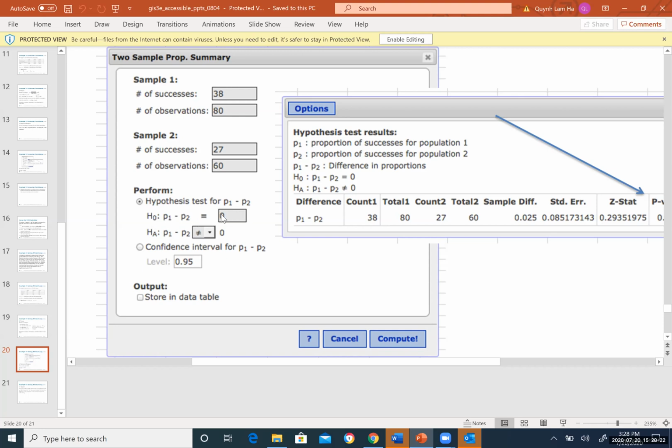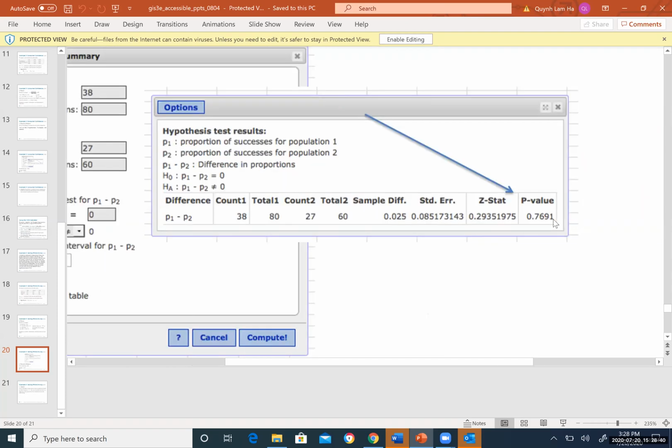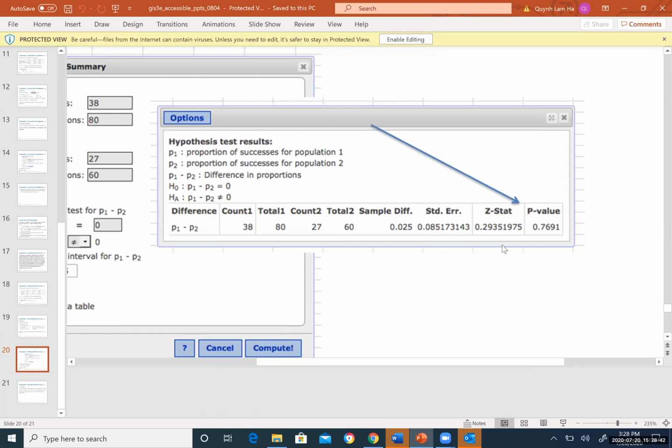The next step, you will enter the number 0 right there, or maybe they already set up defaults. But right here, you just change the sign. So right here is not equal to. You see that they put p1 minus p2, not equal to 0. And you run compute. When you run compute, you have the following value. The p-value is very large, 0.7691. Wow, it's very large compared to alpha. Alpha is only 0.05, and this looks like it's almost 77%.